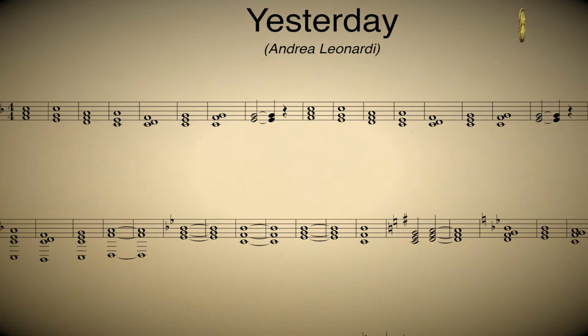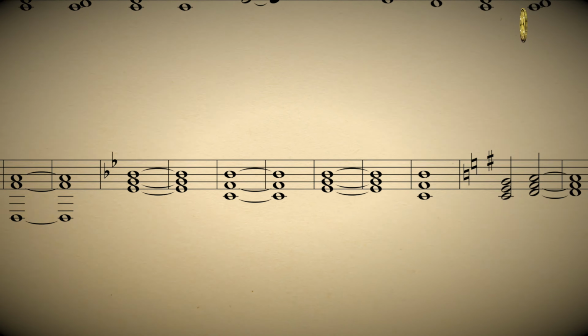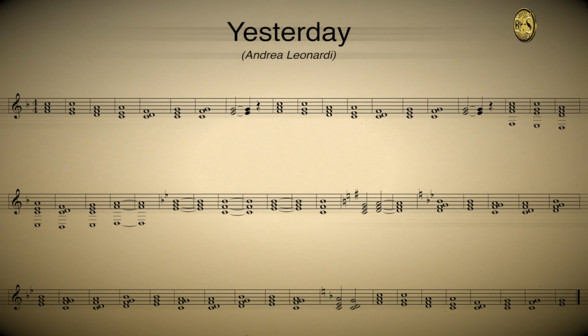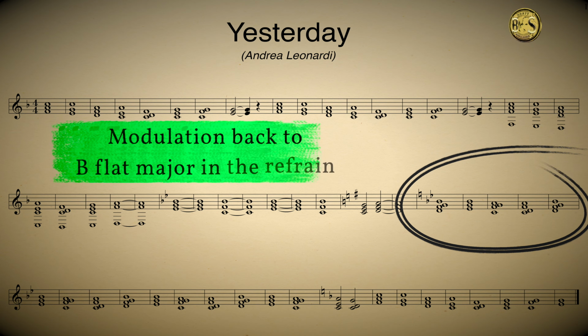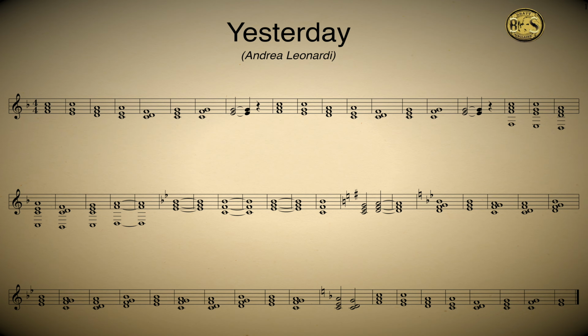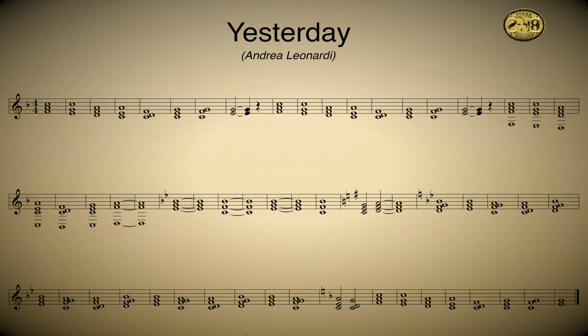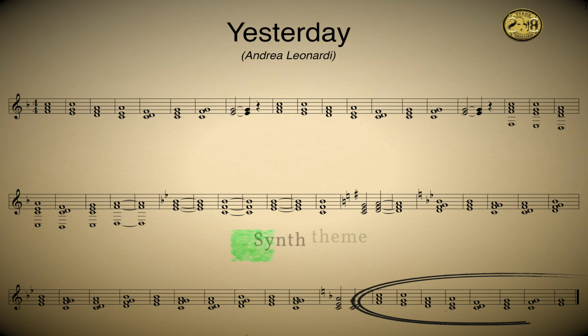So I shifted from the verses' F major key to B-flat major key for the bridge. At the very end of the bridge, I operated one more key shift, to G major, in order to create some harmonic tension for re-entering the key of B-flat major in the refrain by a different chord. In fact, the refrain I still kept under the key of B-flat major, and it starts with a G minor 7 chord. I ended it with another short two-chord modulation which anticipates the F major key in the synth theme which comes next. But let's get to the piano and play all that.